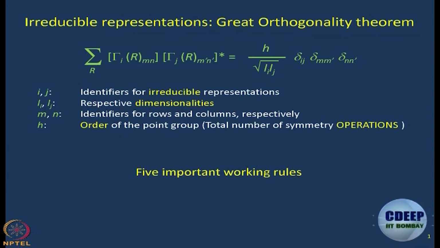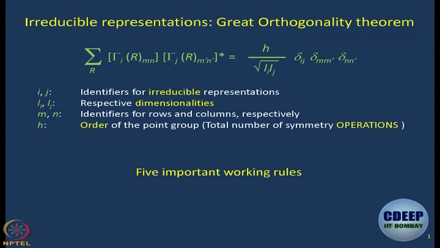Gamma I R mn means the mn element of the transformation matrix of the symmetry operation R in the ith, remember, irreducible representation. Now have you understood what this means? Not the entire thing, only this. Understood? What has been done here? Take this, multiplied by the complex conjugate of another matrix element of another representation, the m dash n dash element of symmetry operation R in the jth irreducible representation.